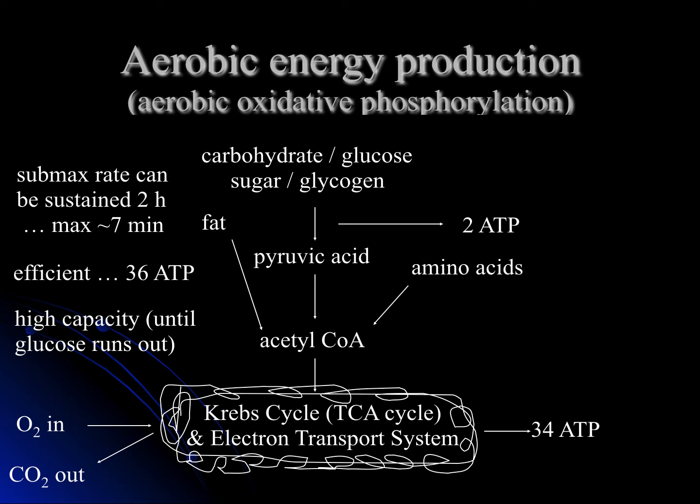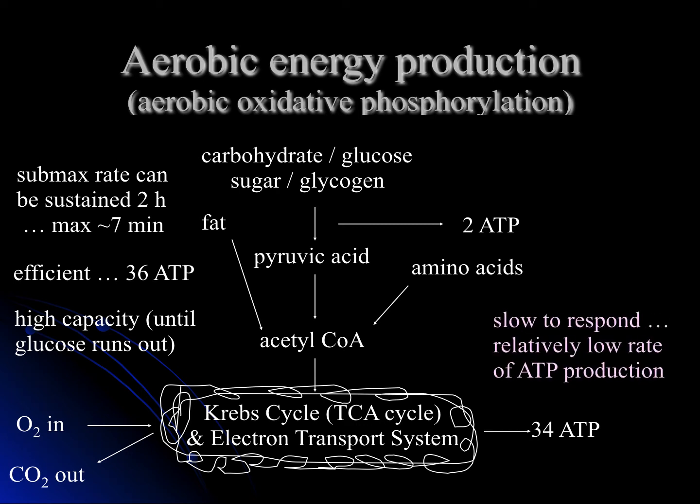And this is rather descriptive and rather broad. Maximal rate of ATP production aerobically can be sustained for about 7 minutes, and a submaximal rate can be sustained for about 2 hours. Now, the downside to this system is it's relatively slow to respond, and we would call that the kinetics. And it has a relatively low rate of ATP production.